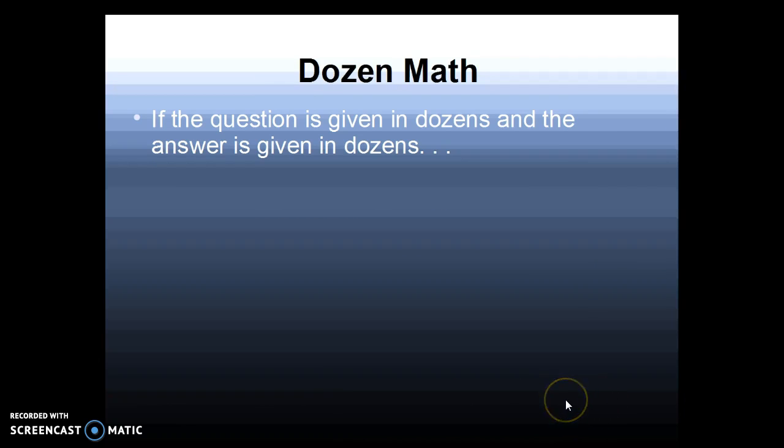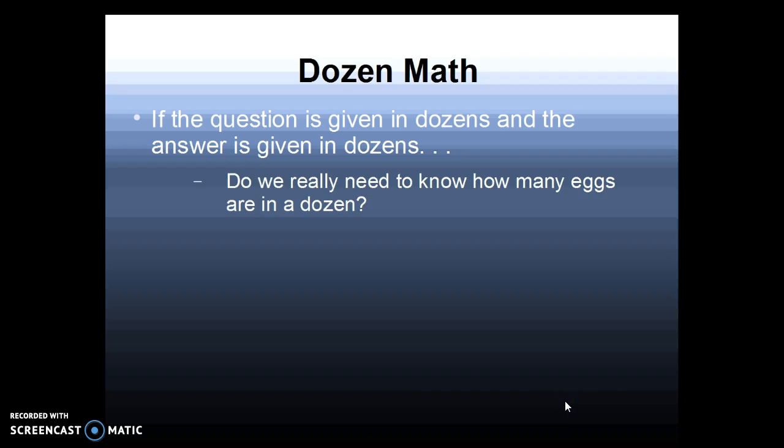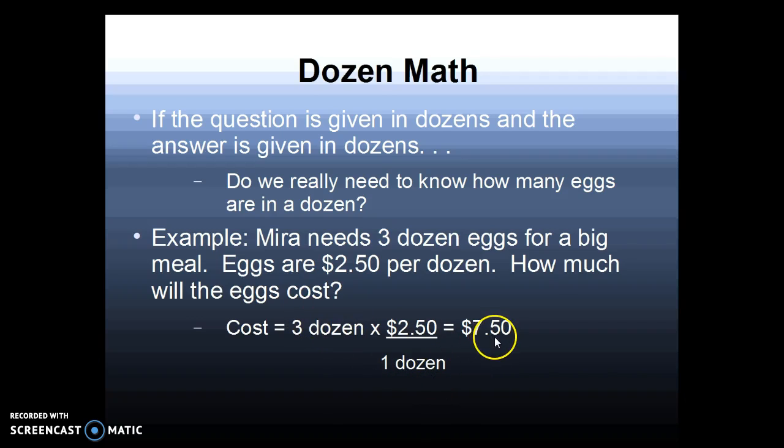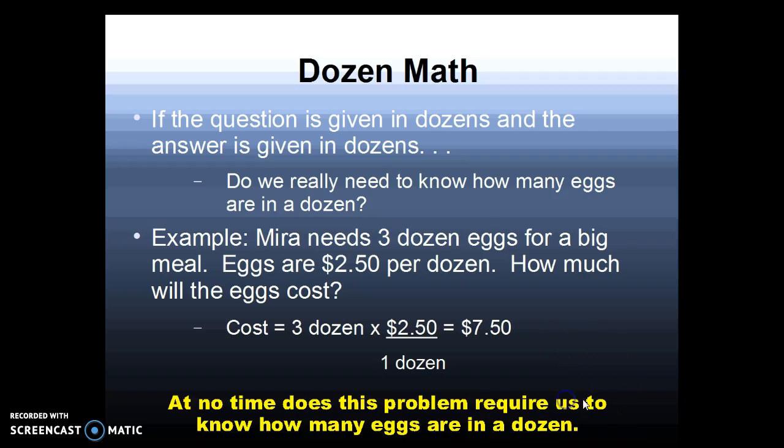So, if a question is given in dozens, and the answer is given in dozens, do we really need to know how many eggs are in a dozen? For example, if Mira needs 3 dozen eggs for a big meal, and eggs are $2.50 per dozen, how much will the eggs cost? Well, the cost is equal to 3 dozen times the conversion factor, $2.50 over 1 dozen. Dozen over dozen is 1, and so we're left with $7.50 as the cost. And at no time did this problem require us to know how many eggs are in a dozen.